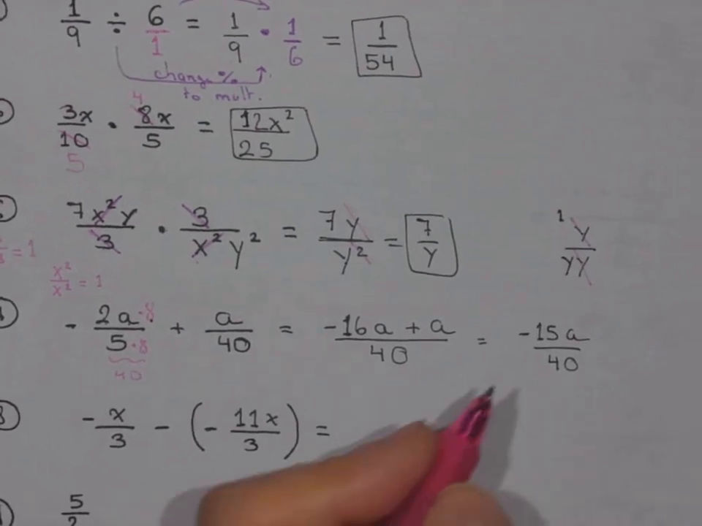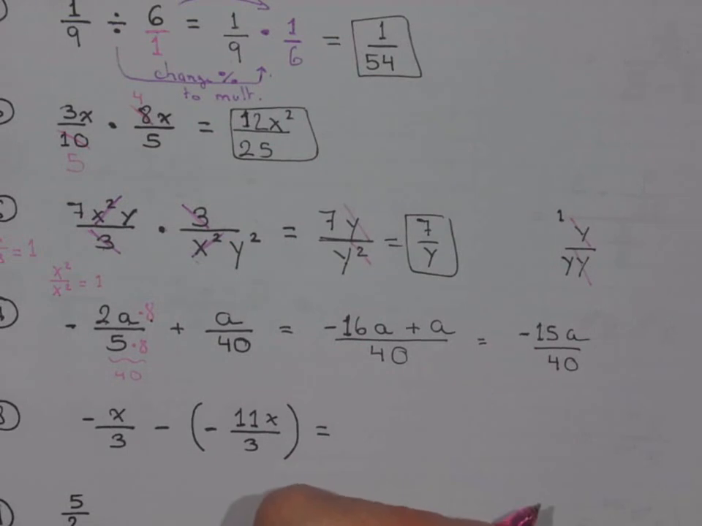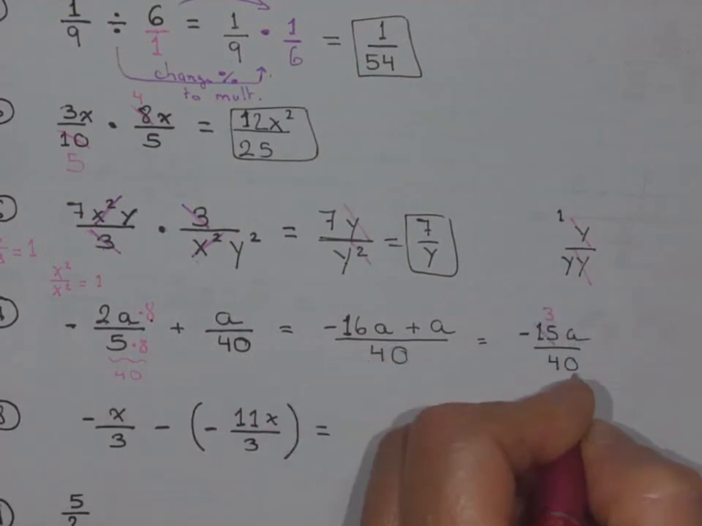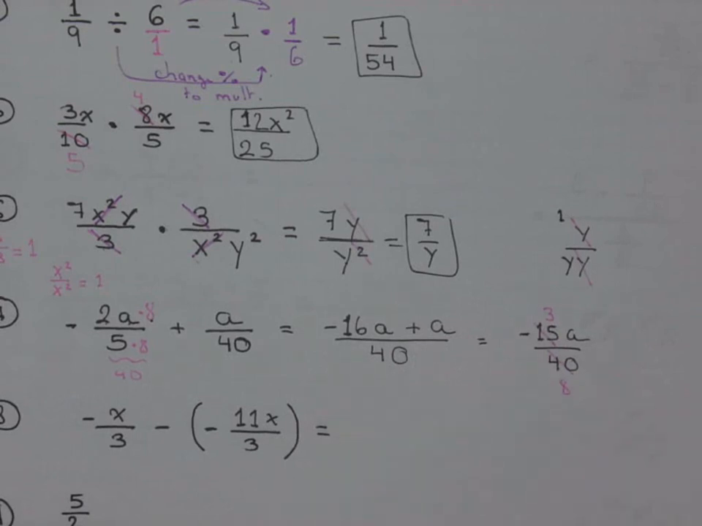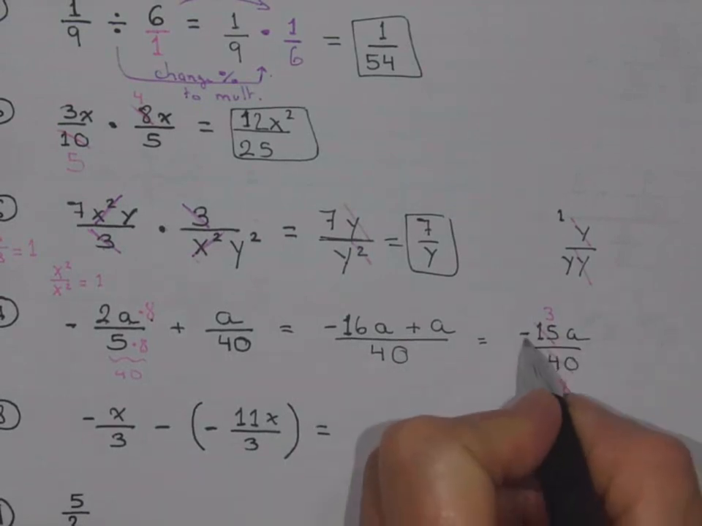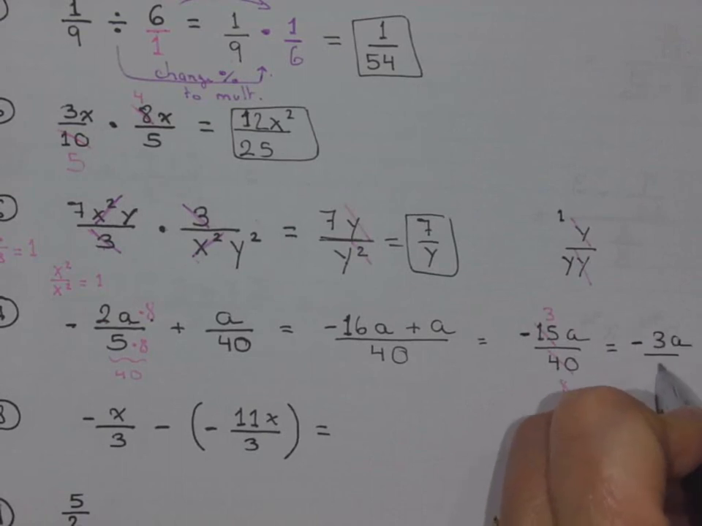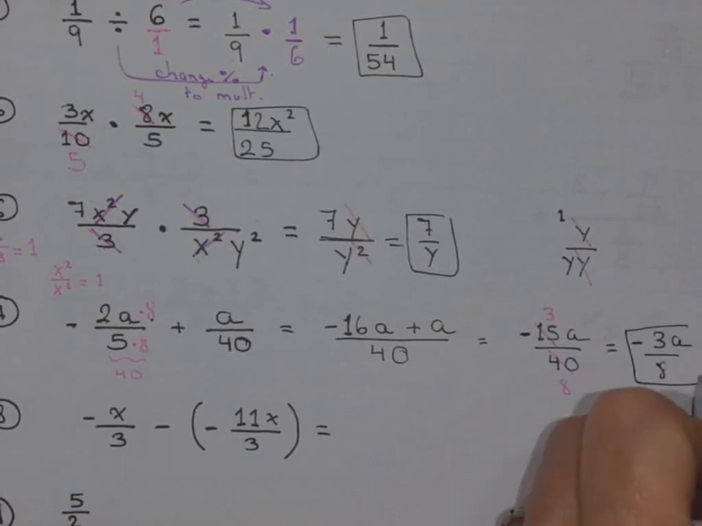And we have to simplify. There is one number we can divide both of those by, and that will be 5. So 15 divided by 5 is 3, and 40 divided by 5 is 8. So right there, this answer, don't forget your negative, will be negative 3a over 8. There we go.